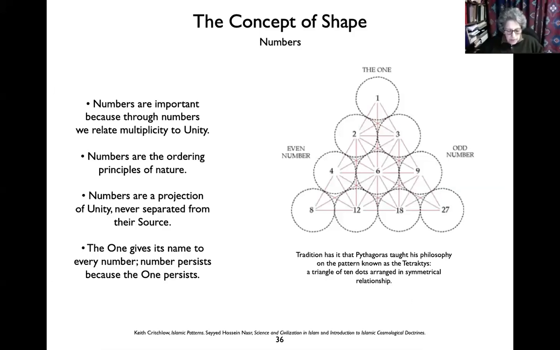This one is based on the work of a very famous geometrician. His name was Keith Critchlow. He lives in England, and it's called Islamic Patterns. Also, you can find information inside Hossein Nasr, Science and Civilization in Islam, and Introduction to Islamic Cosmological Doctrines. But Keith Critchlow has done amazing work in the world of Islamic patterns and mathematics.